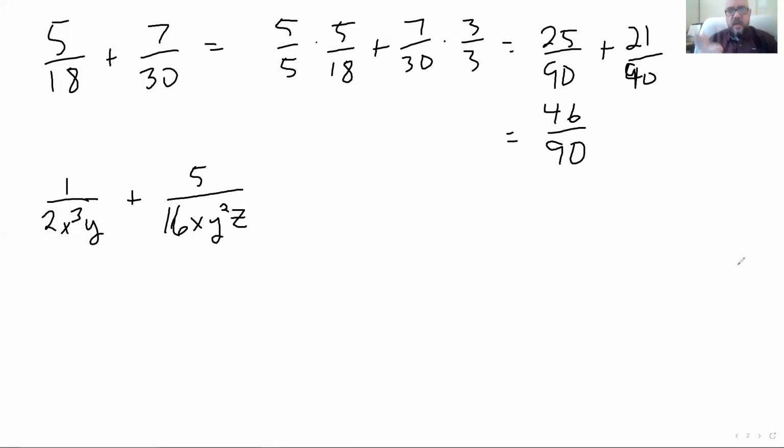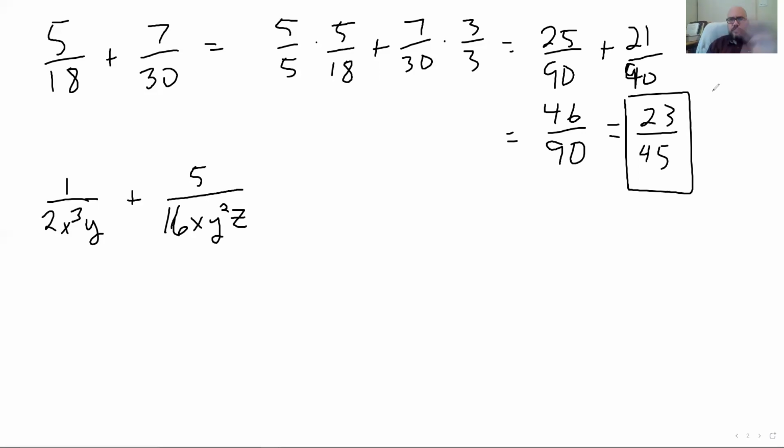Now, we're not actually done yet, because one thing you might notice is, even though both of these started in lowest terms, when we added them together, we got something that wasn't in lowest terms. So I want to reduce my fraction, right? They're both even. So this is going to be 23 over 45, and I can't reduce that anymore, so I'm done.